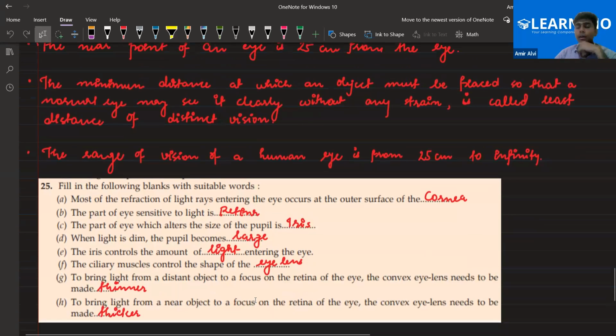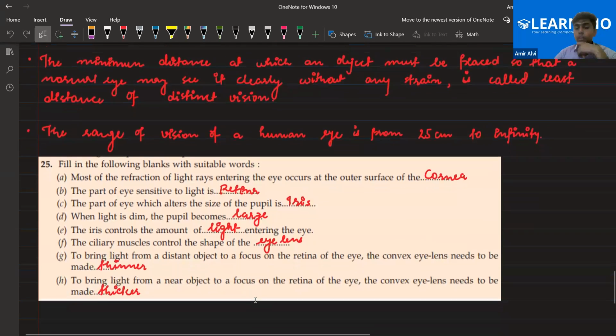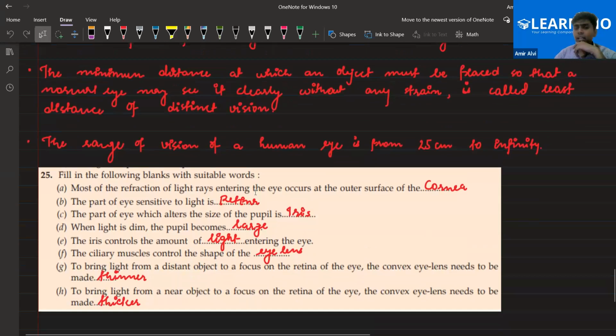So next is the fill in the blanks. That could be a one marker in your school exams. Most of the refraction of light entering the eye occurs at the outer surface of the cornea, right? The part of the eye sensitive to light is called the retina. And the part of the eye which alters the size of the pupil is called the iris.